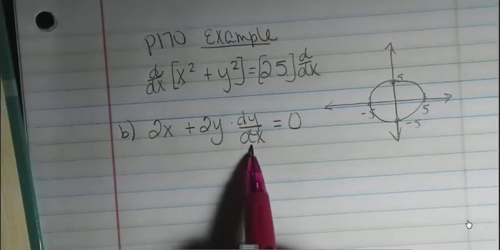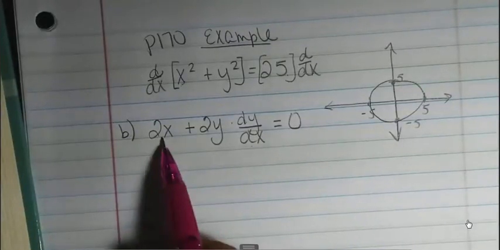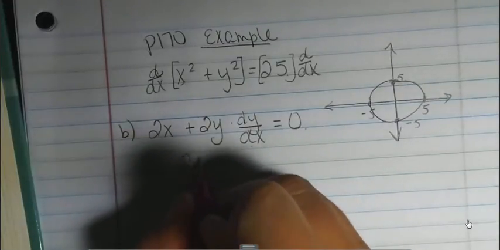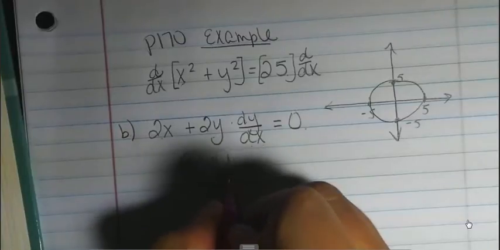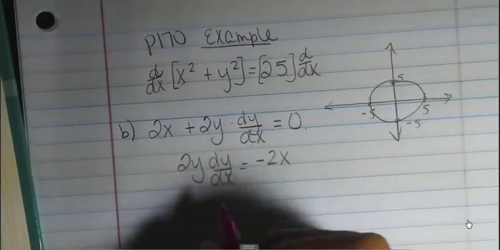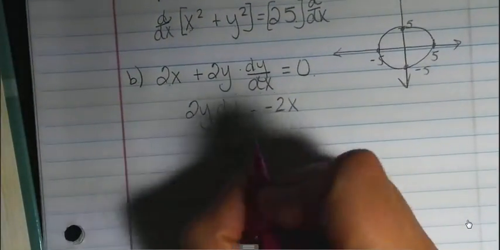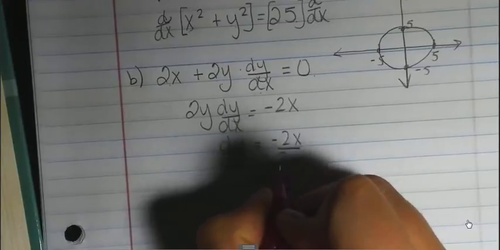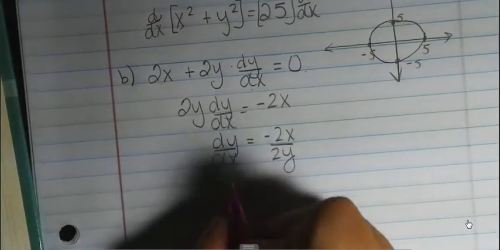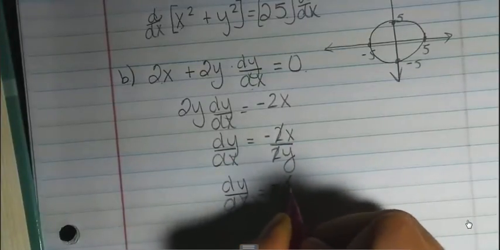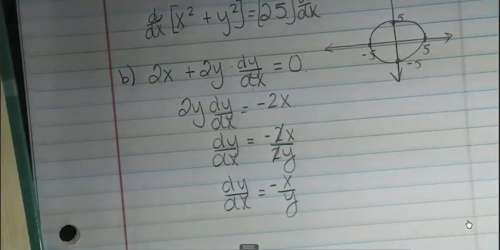So now I need to get dy/dx by itself. I'm going to have to subtract that 2x and then divide by 2y, which then really just simplifies to negative x over y. So we found the derivative of y with respect to x.